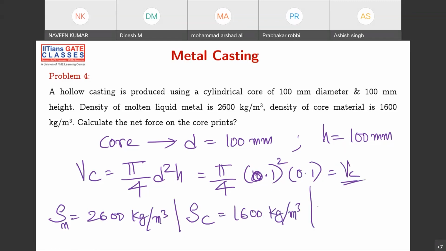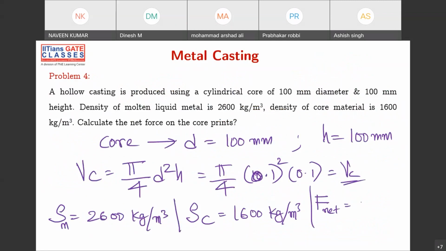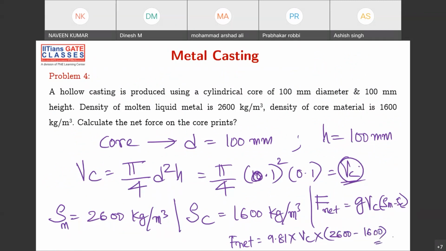What is the net force? What is the formula of net force? We have seen the formula already. Force net is equal to g into Vc into rho m minus rho c: gravity into volume of the core into density of liquid metal minus density of core. So F net is equal to 9.81 into volume of core, which we calculate from here, into 2600 minus 1600. Then you get some answer in newtons.